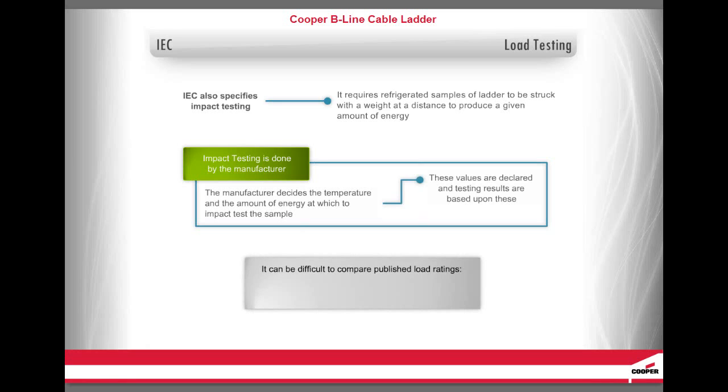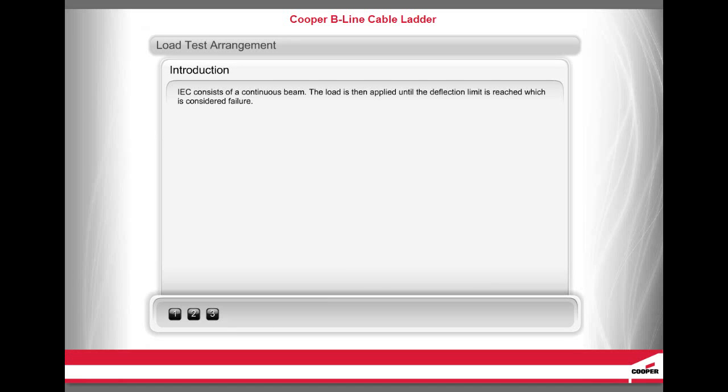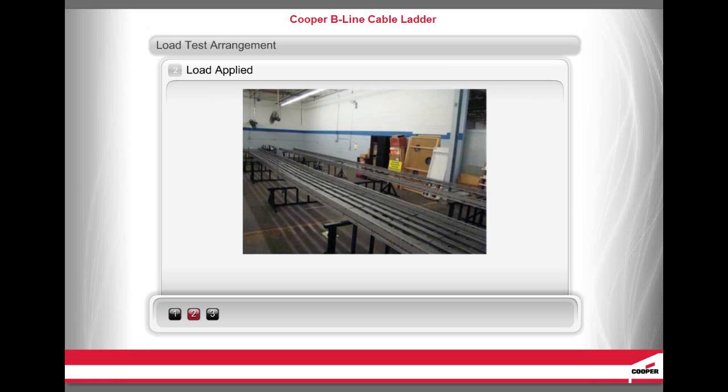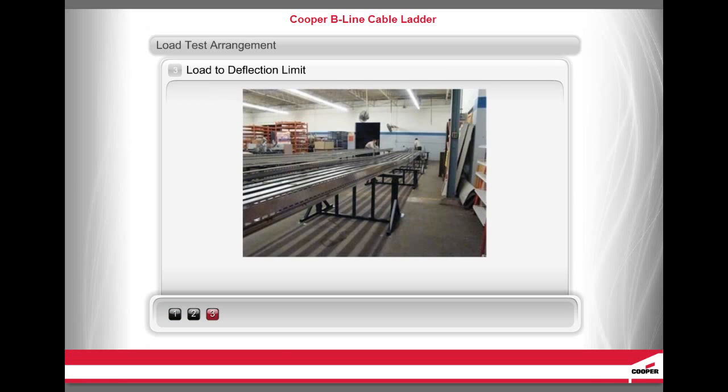It can be difficult to compare published load ratings because the specifics of the testing method can vary and are not always published with the load rating. IEC consists of a continuous beam. The load is then applied until the deflection limit is reached, which is considered failure. Continuous beam. Load applied. Load to deflection limit.